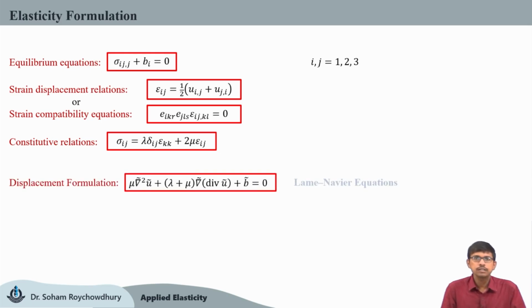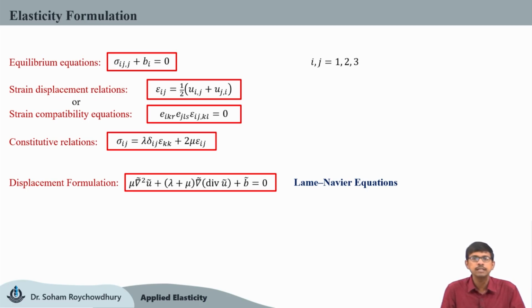Now, depending on that, we can have two types of formulations. For the displacement boundary value problems, the equation is given like this: mu times Laplacian of u plus (lambda plus mu) times gradient of divergence of u plus b equals 0. This is called the Lamé-Navier equation for displacement boundary value problems.